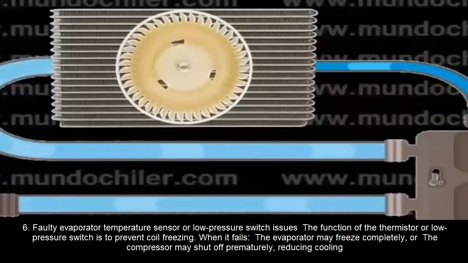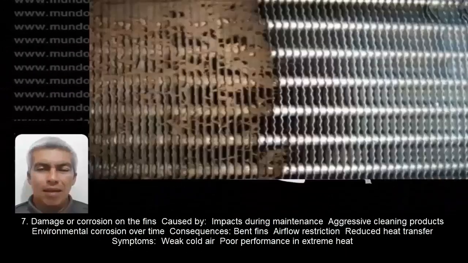7. Damage or corrosion on the fins, caused by impacts during maintenance, aggressive cleaning products, or environmental corrosion over time. Consequences: bent fins, airflow restriction, reduced heat transfer. Symptoms: weak, cold air, poor performance in extreme heat.